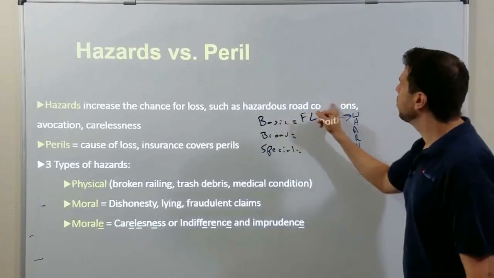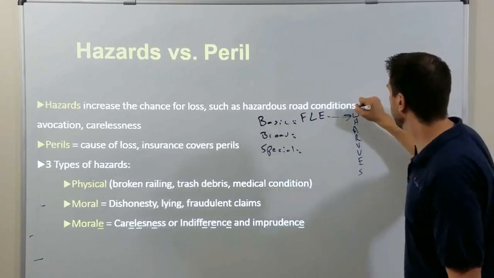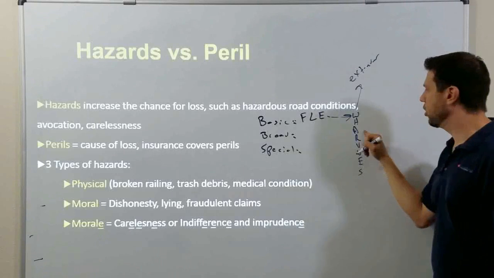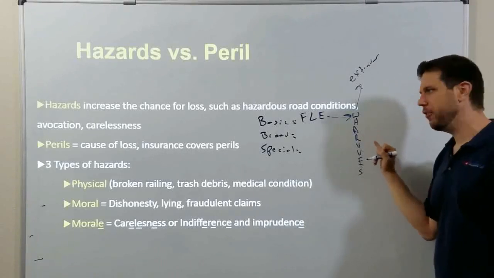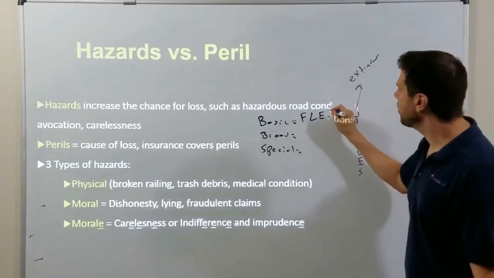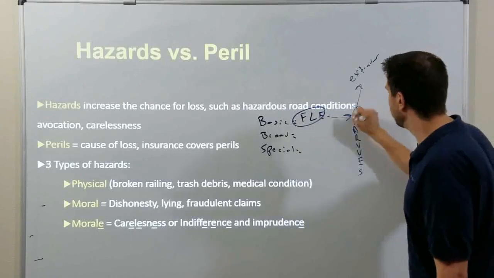The basic perils were FLEE. The basic extended perils were WHARVES. Wind, hail, aircraft, riot, vehicle, volcano, explosion, smoke. The worst insurance covers FLEE. Then you can pay a little bit extra to get WHARVES.